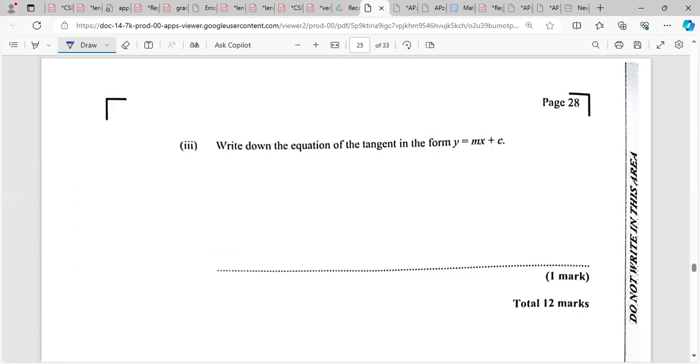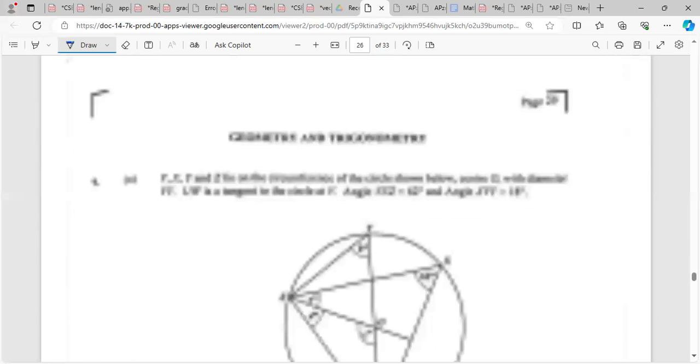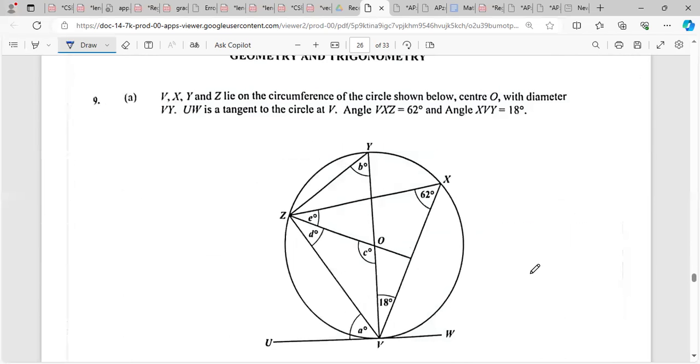Alright, so write down the equation of the tangent in the form y equals mx plus c. Because we have found the gradient, I have to put that one there.